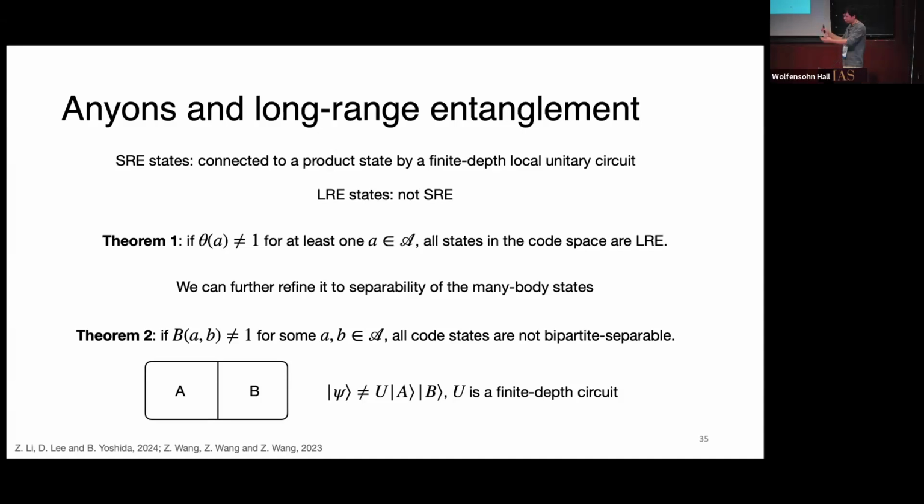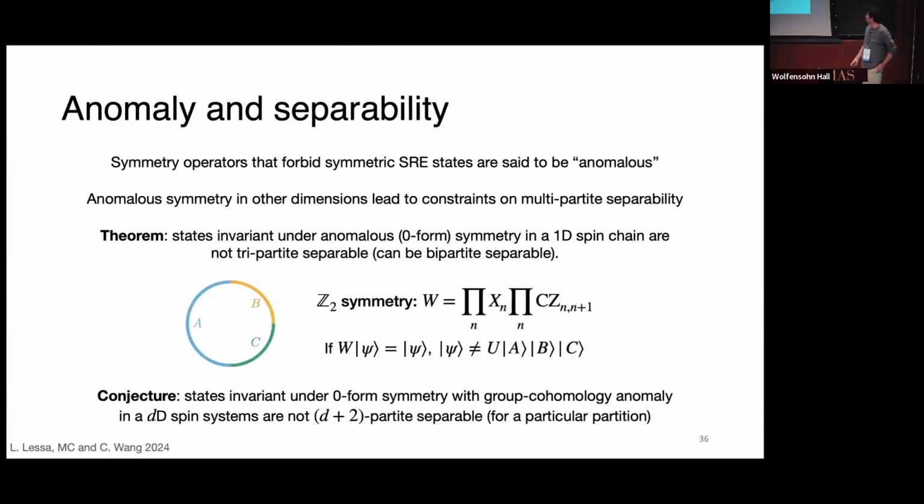Okay, so there's some constraint on the structure of the state, just from the fact that we know there are these anyons, these one-form symmetries, if you like. All right, so now I want to leverage this and generalize it a little bit further, as I'm running short on time. These kinds of symmetry operators, which don't allow symmetric short-range entangled states, are said to be, at least for this talk, as a working definition, anomalous. Anomalous symmetries are whatever forbid short-range entangled states.